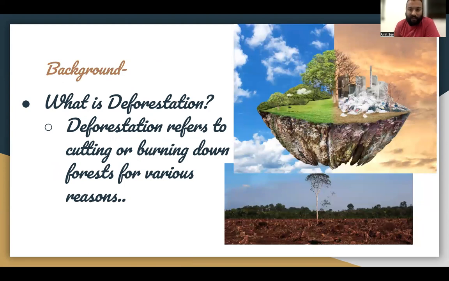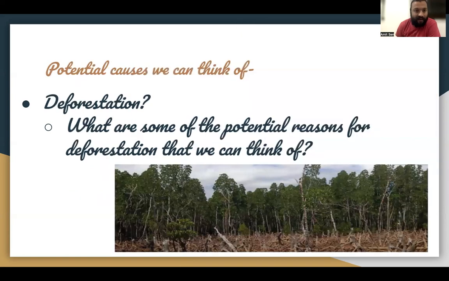So basically, as you can see from down below, there's only one tree standing. And because of multiple reasons, people cut down trees, and that's what deforestation is. We explore the reasons in the next slide.